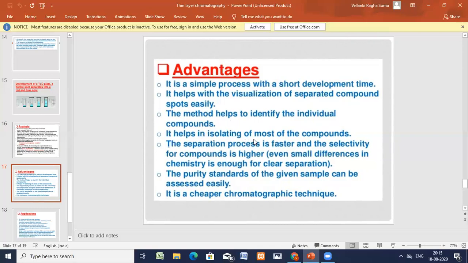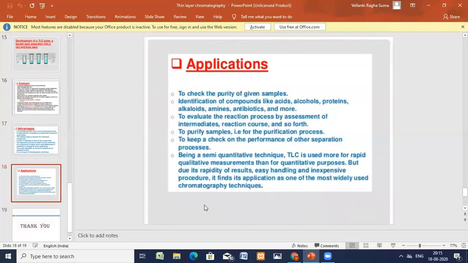It helps in isolation of most compounds. Separation is fast. Selectivity of the components is high. Purity standards of the given sample can be assessed easily. It is a cheaper chromatographic technique.